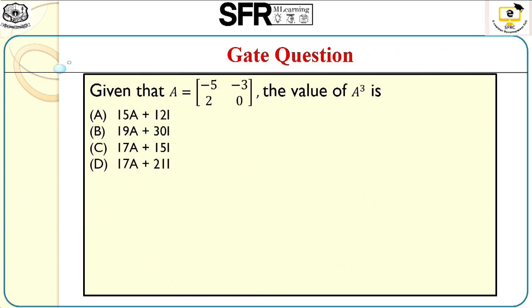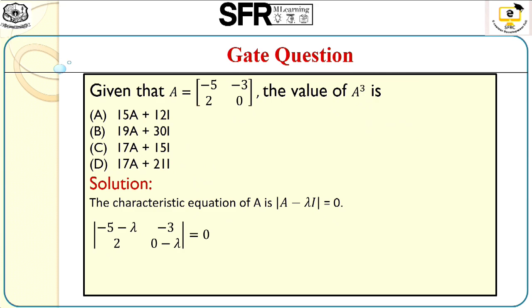So, this is one GATE question in this concept. Given a matrix A, which is minus 5 minus 3, 2 0, a 2 by 2 matrix is given. They are asking for a higher power of A, that is A cubed. The answer for A cubed is given in 4 options. We can check the correct answer with the help of the Cayley-Hamilton theorem.